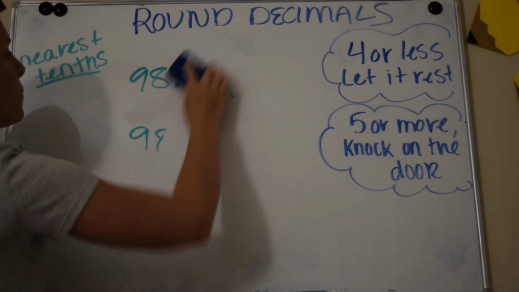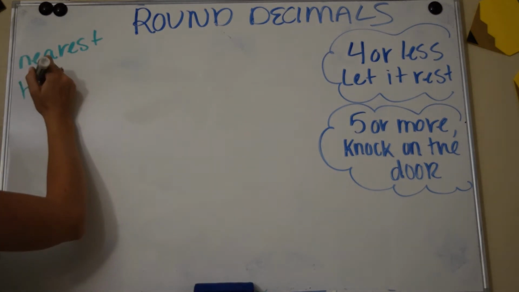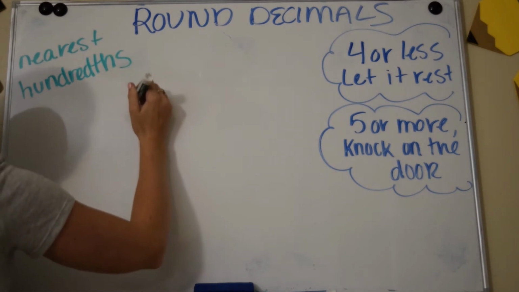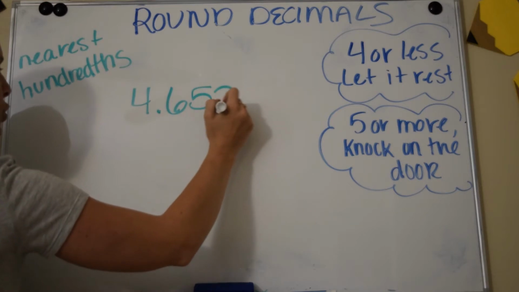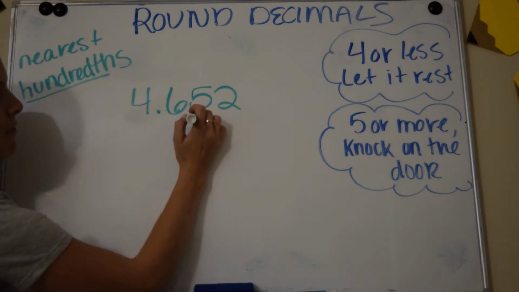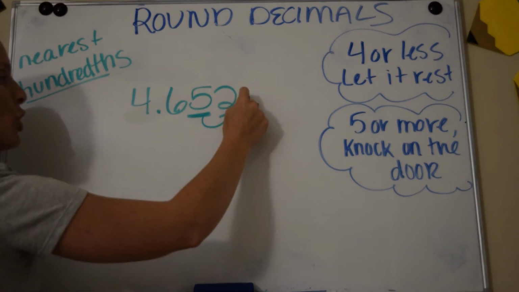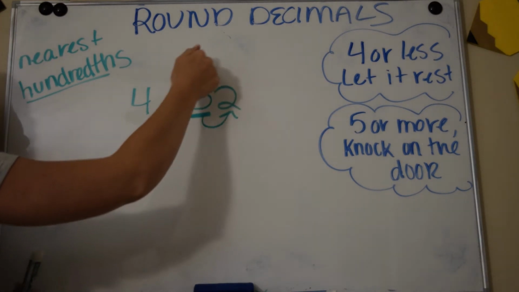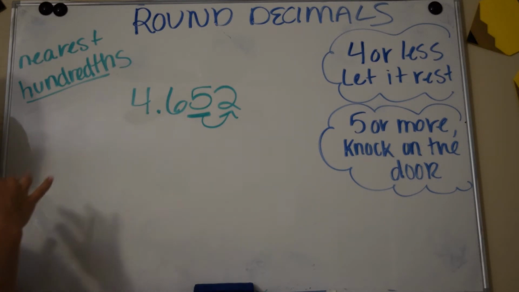All right, let's do one where we're rounding to the nearest hundredths. What if I had 4 and 652 thousandths? Okay, so underline the number that's in the hundredths place. It's a 5. Look to the right. Remember, the 2, the number sitting next to this spot is the number that tells us how to round the 5, okay? That's why you always want to underline it so we don't get confused.